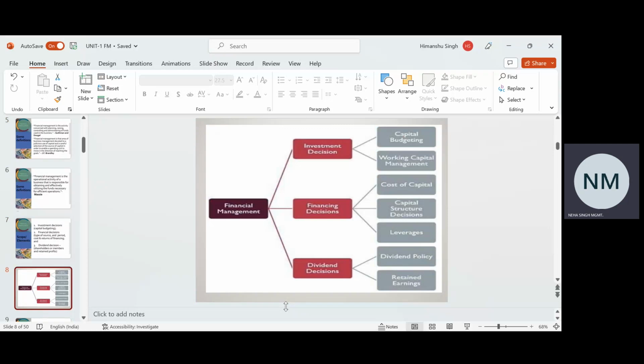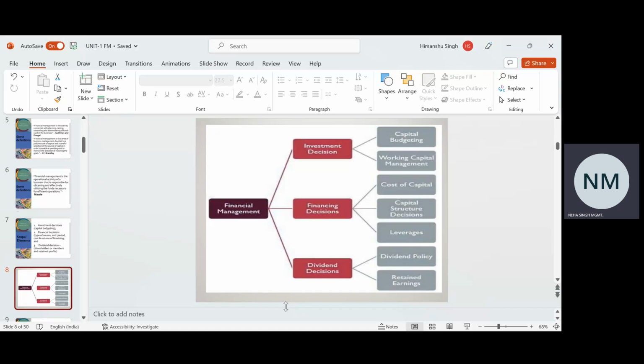To manage the financial affairs or activities of an organization, we have to take three types of decisions such as investment decision, financing decision, and dividend decision. And to take these decisions, we have some tools and techniques. With the help of these tools and techniques, the decisions of investment, financing, and dividends are taken. For example, if I talk about investment decision, with the help of techniques like capital budgeting and working capital management, the decision is taken.